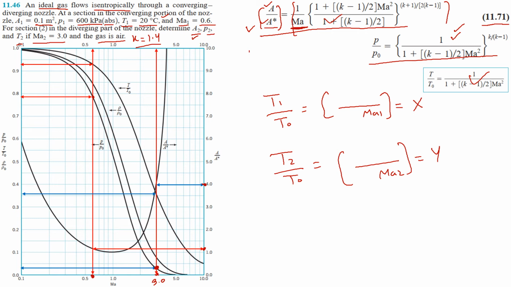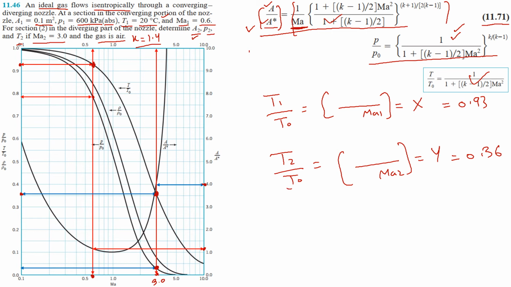So T1 over T naught can be read from this point right here for Mach number 0.6, and its value will come out to be approximately 0.93, and then T2 over T naught will be read from here, and it will come out to be approximately equal to this point right here. This right here is T2 over T naught, and it will be approximately equal to, let's say just about 0.36.